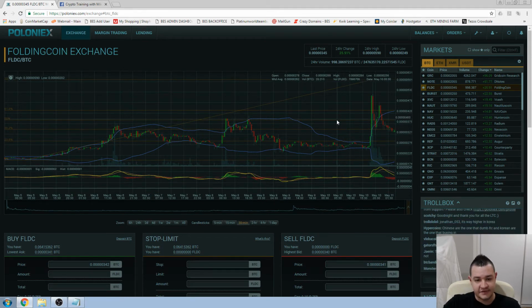Now, the basics of support and resistance, guys, are basically that support and resistance is when price bounces or touches off that point multiple times.